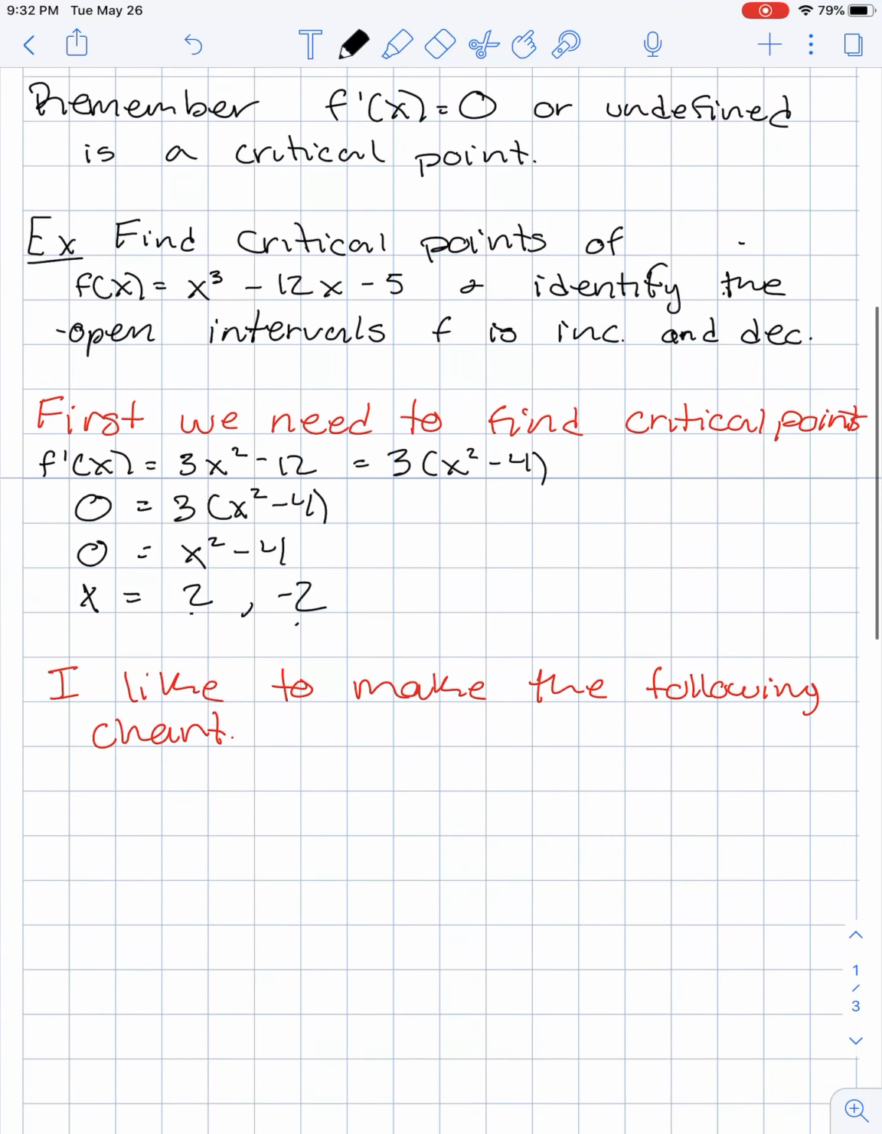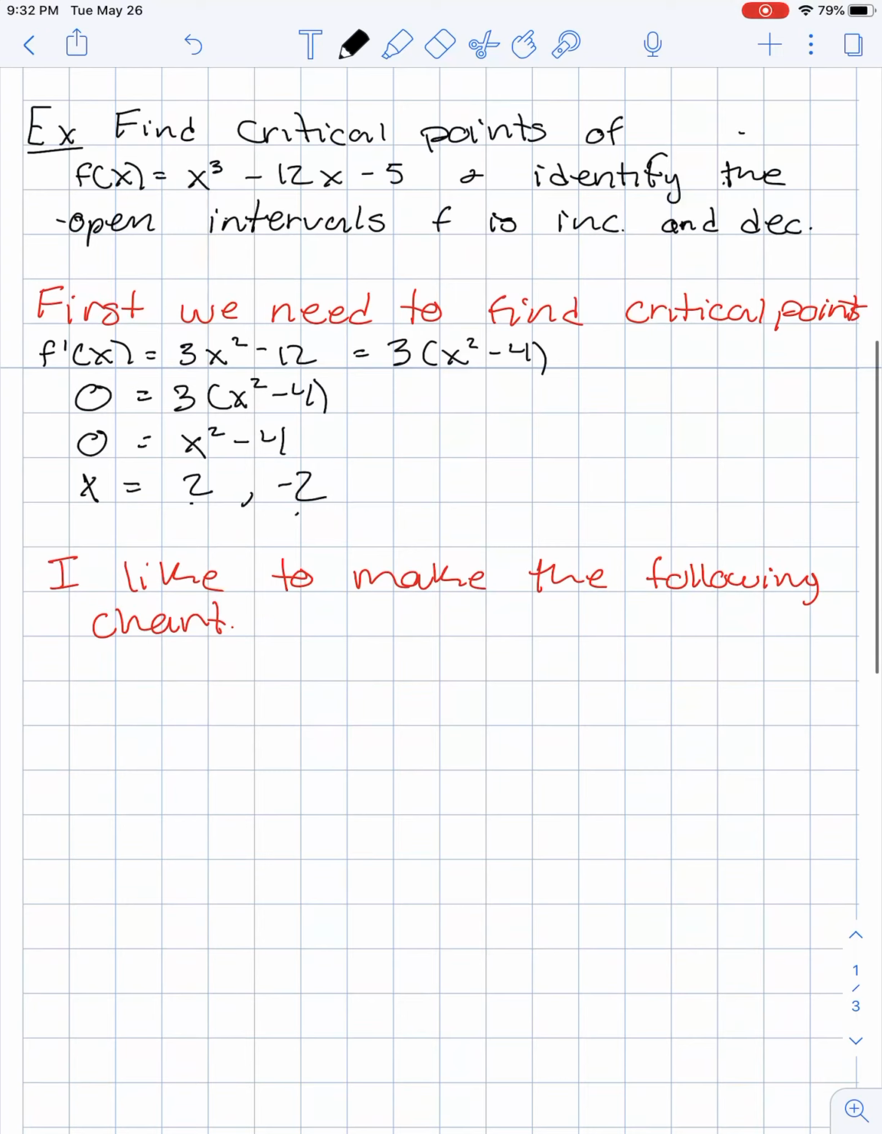Alrighty, so you're going to write your critical points, negative 2 and 2. I like to draw them in order as they would be on the number line, and then I draw a line directly below them, because I'm not plugging them into anything quite yet. Then I'm going to choose some x values that are on either side of my critical points. These are what I'm going to use to test the waters.